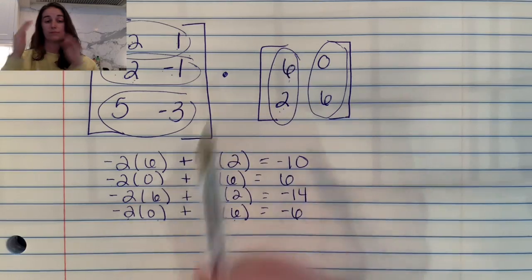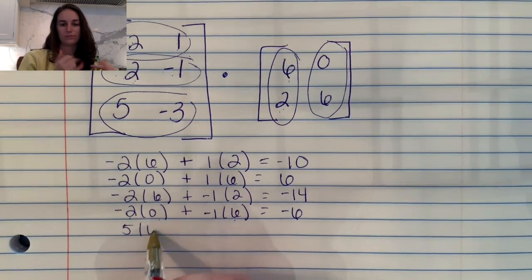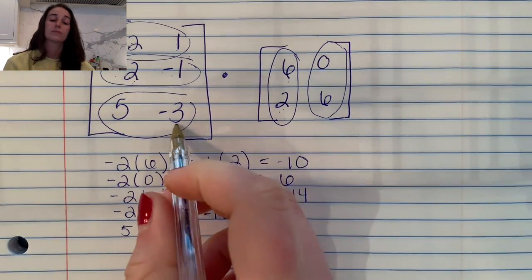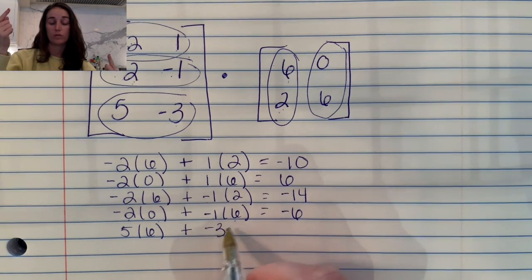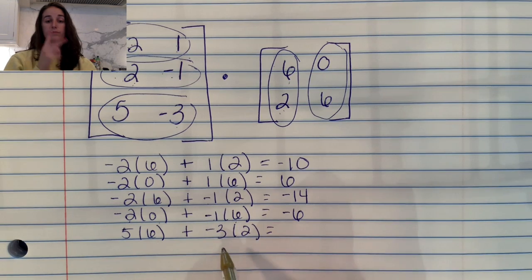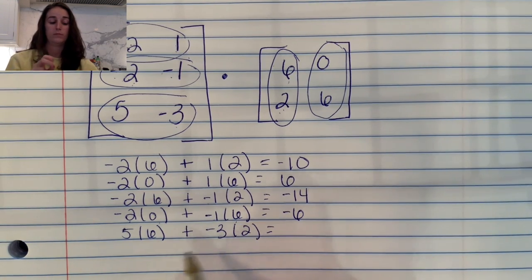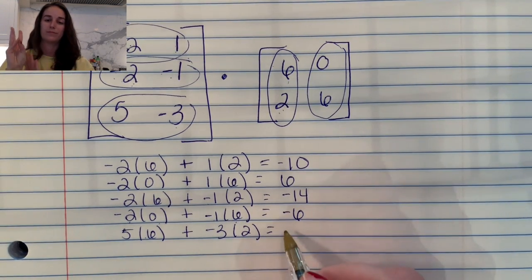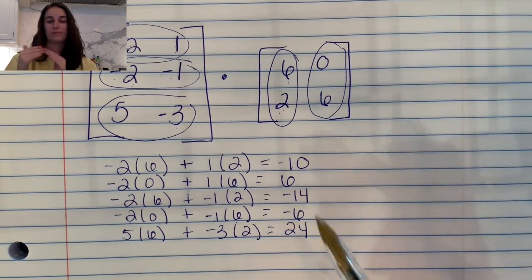Our first number times our first, plus our second times our second. 5 times 6 is 30. -3 times 2 is -6. 30 minus 6 is 24.